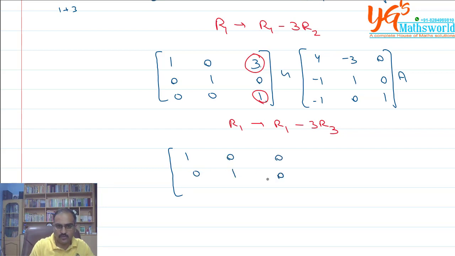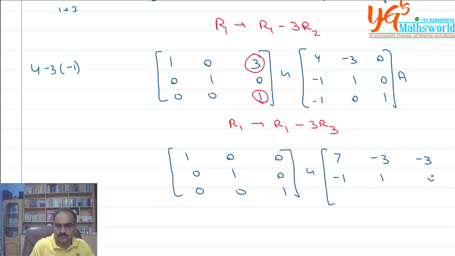Second row and third row will remain as it is, similar to 1. So 4 minus 3 times R3 minus 1, so 4 plus 3, 7, then minus 3 minus of 0, so it will be minus 3, 0 minus of 3, minus 3. Then the second row will remain as it is.